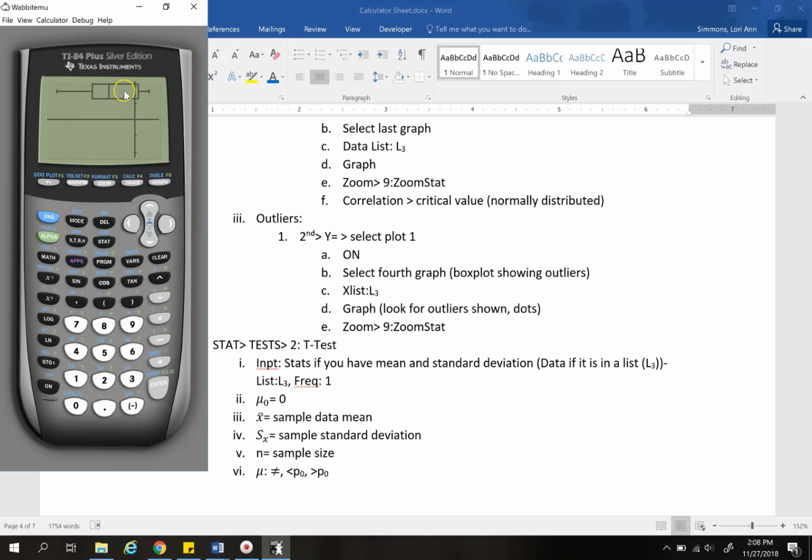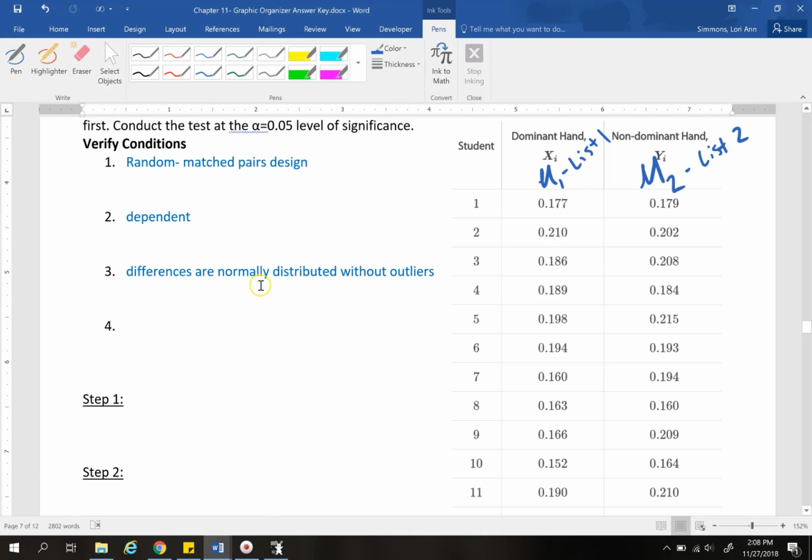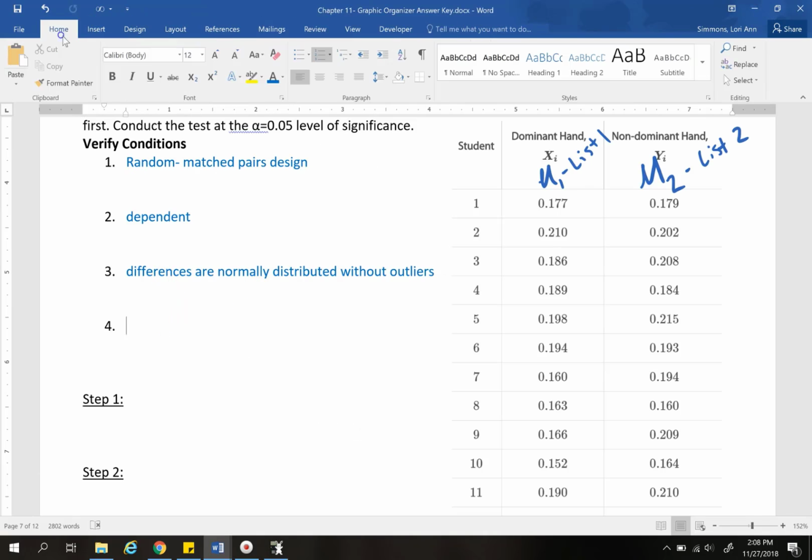You can see we have no dots outside of this plot. So it looks like we have no outliers. So that is good to go. And then step 4, the sample size is no more than 5% of the population. Okay, we determined the criteria.